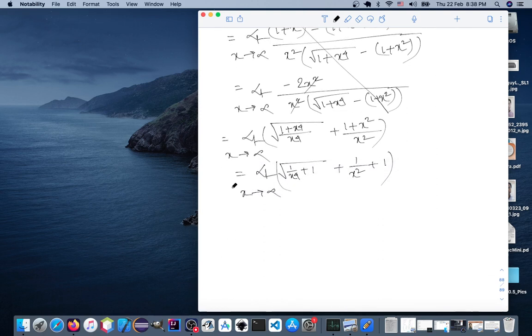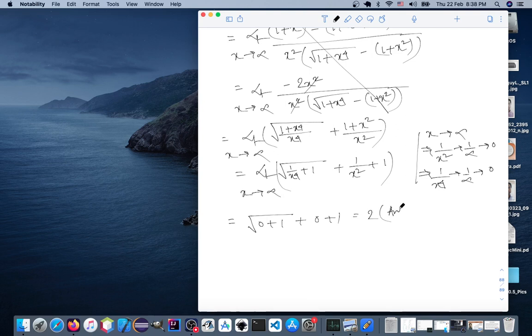So when x tends to infinity, 1 by x square tends to 1 by infinity, tending to 0, and also 1 by x to the power 4 tends to 1 by infinity, tending to 0. So this limit becomes 0 plus 1 plus 0 plus 1, which is 2. So the answer is 2.